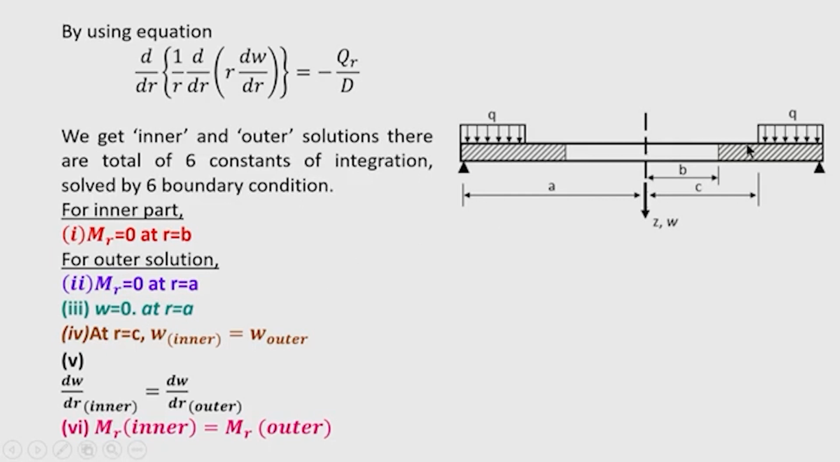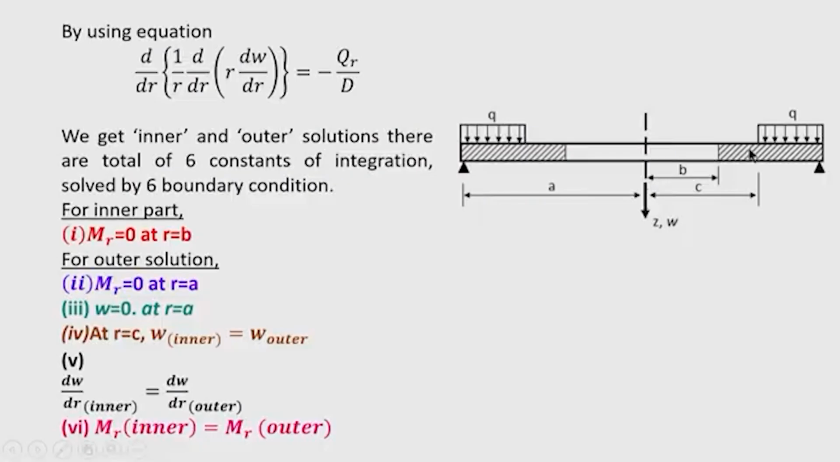Deflection found from the inner part should match with the deflection found from the outer part for satisfying the compatibility of deflection. So, compatibility of deflection has to be satisfied at the common point. So, at r is equal to c, W inner equal to W outer. Then fifth condition is the slope compatibility has to be satisfied at the common point. So, at r is equal to c, again dW by dr inner equal to dW by dr outer. That means, outer and inner solution differentiation has to be taken, it has to be equated.